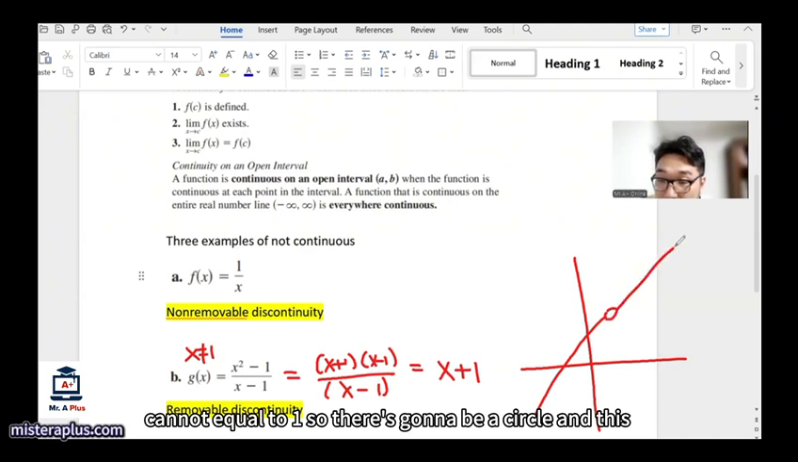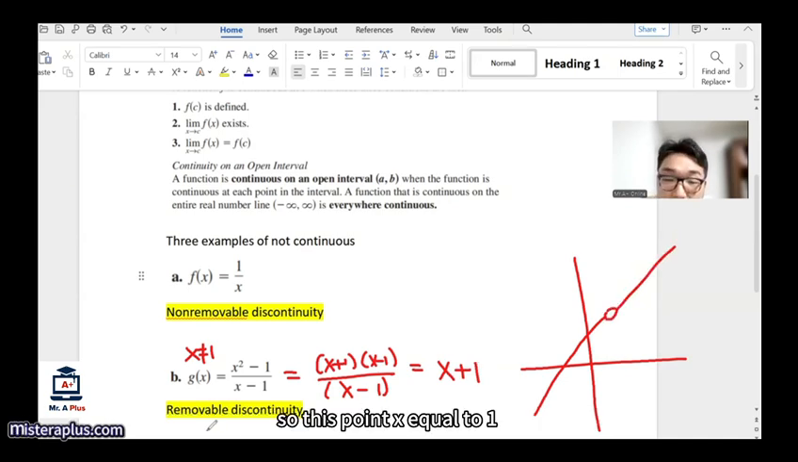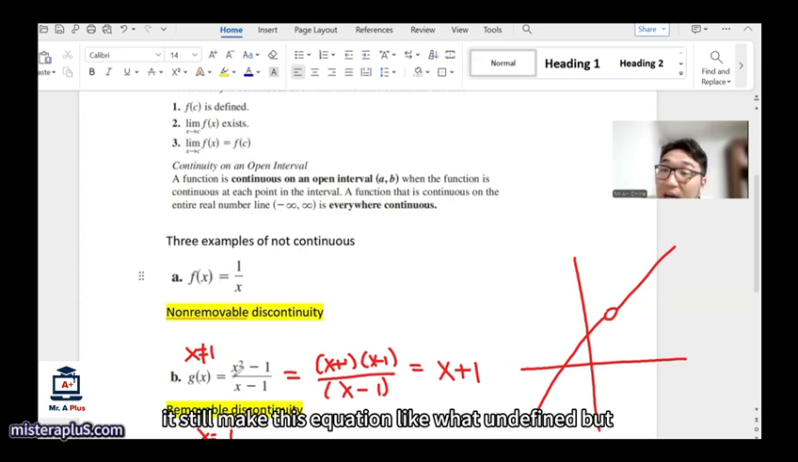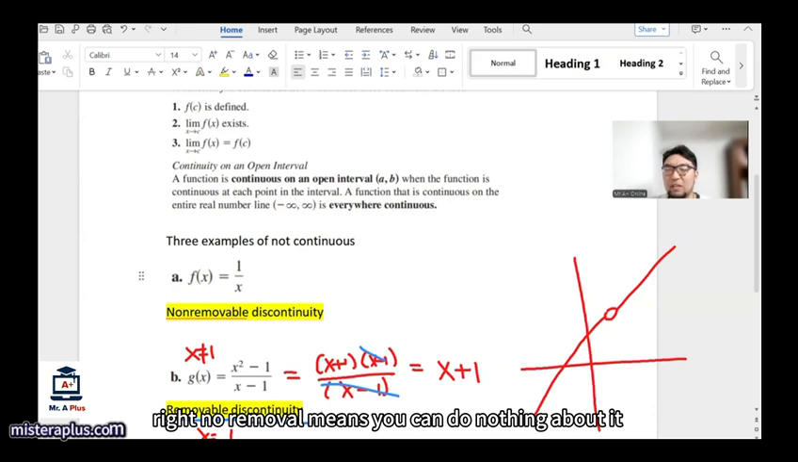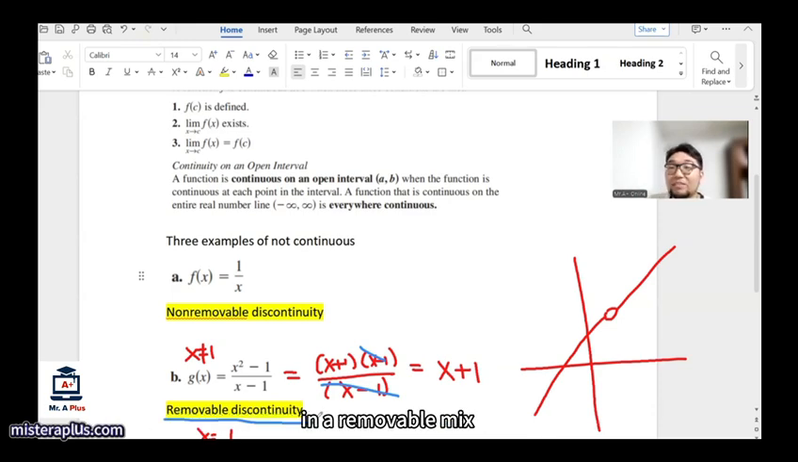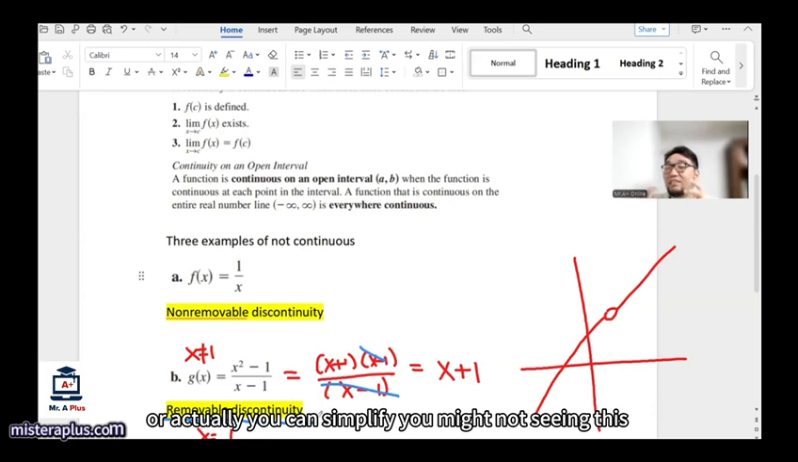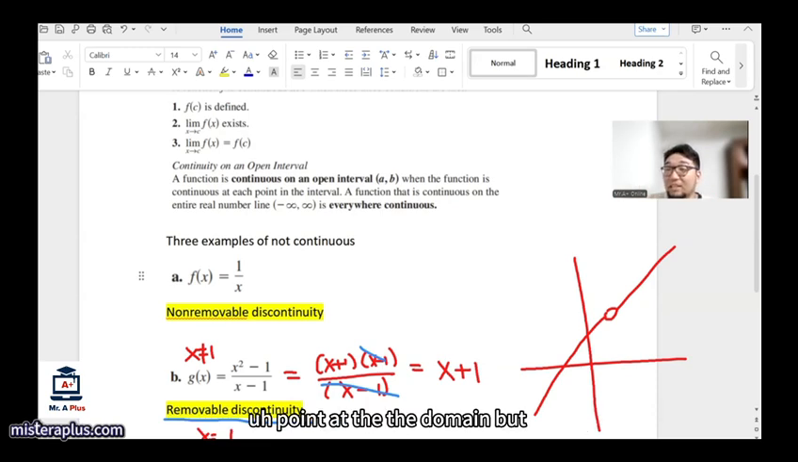So there's gonna be a circle at this point. So this point x equals 1 still makes this equation undefined, but the top and the bottom can be canceled. We call that removable discontinuity. Just think about it, right? Non-removable means you can do nothing about it. And removable means, oh, actually you can simplify. You might not see this point in the domain, but actually it's undefined. So you can feel the difference between the first one and the second one right here.